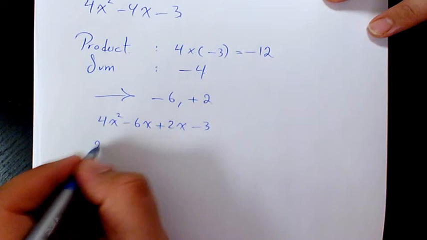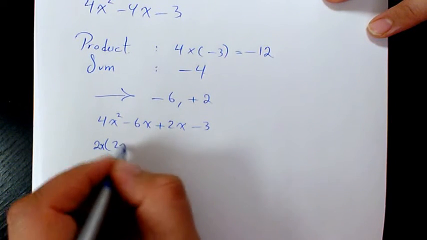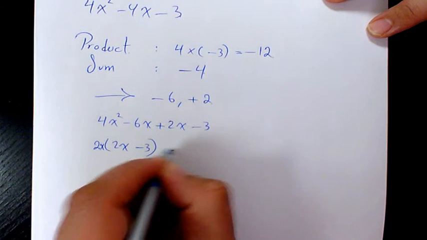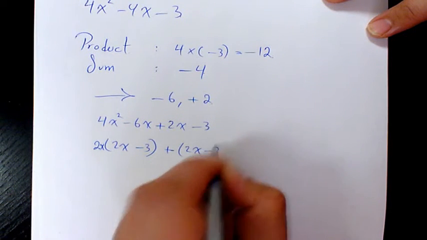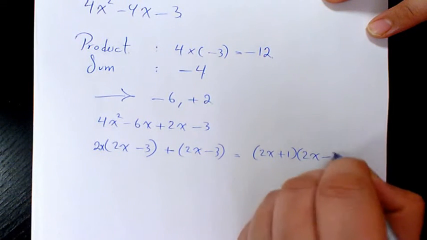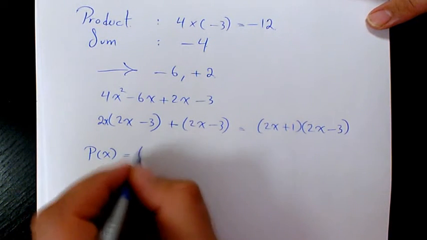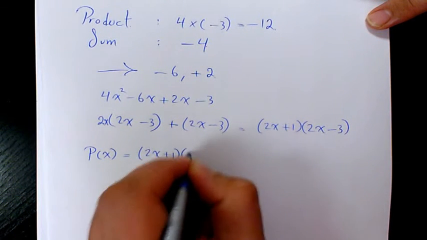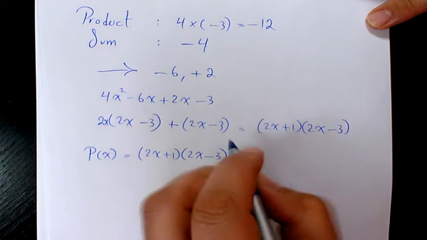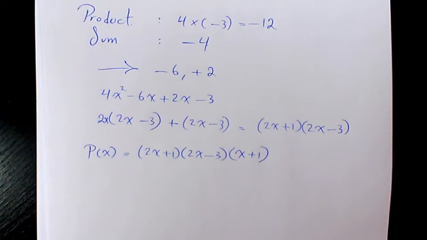So that's going to be 2 times 2. Actually, I need to factor 2x. That is going to be 2x minus 3 plus 2x minus 3. And then here we have 2x plus 1 times 2x minus 3. So P(x) will be 2x plus 1, 2x minus 3, and x plus 1. These are going to be the factors.